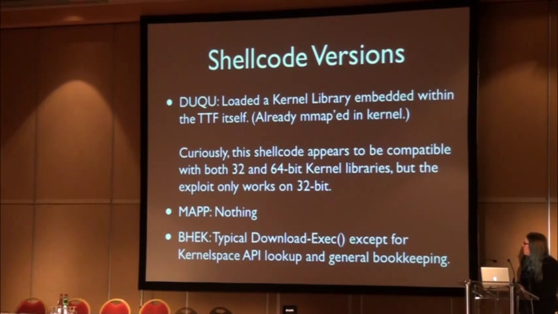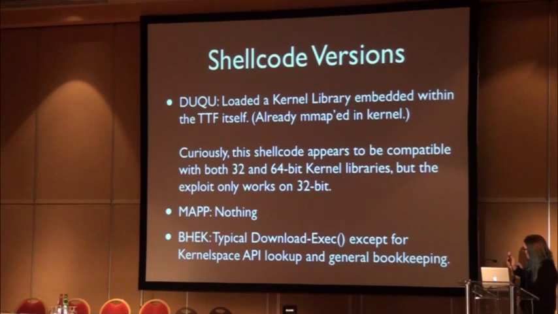And then the shellcodes that were with them: the Dooku one basically loaded the device driver from within the font itself. It's conveniently mapped into the kernel by the time the shellcode runs. The funny thing about the shellcode, which is a particular type I've never actually seen anywhere else before, was that it was written to work on both 32-bit and 64-bit kernels. You could drop it on either system and it would execute correctly. It was really, really well written, and I have no idea who wrote it because I've never seen it on most other exploits that I've looked at.